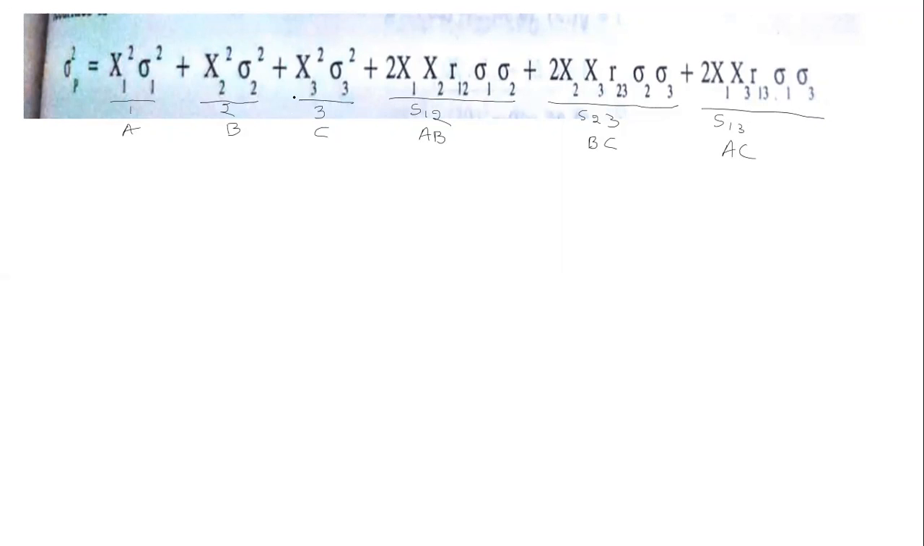To calculate this, we have all the values. We know the portion, we know the standard deviation, but we have to calculate the correlation coefficient. So let's calculate the correlation coefficient. We know the formula, that is R12 is equal to covariance 1, 2 divided by standard deviation 1 into standard deviation 2. Okay, so let's calculate it for AB.